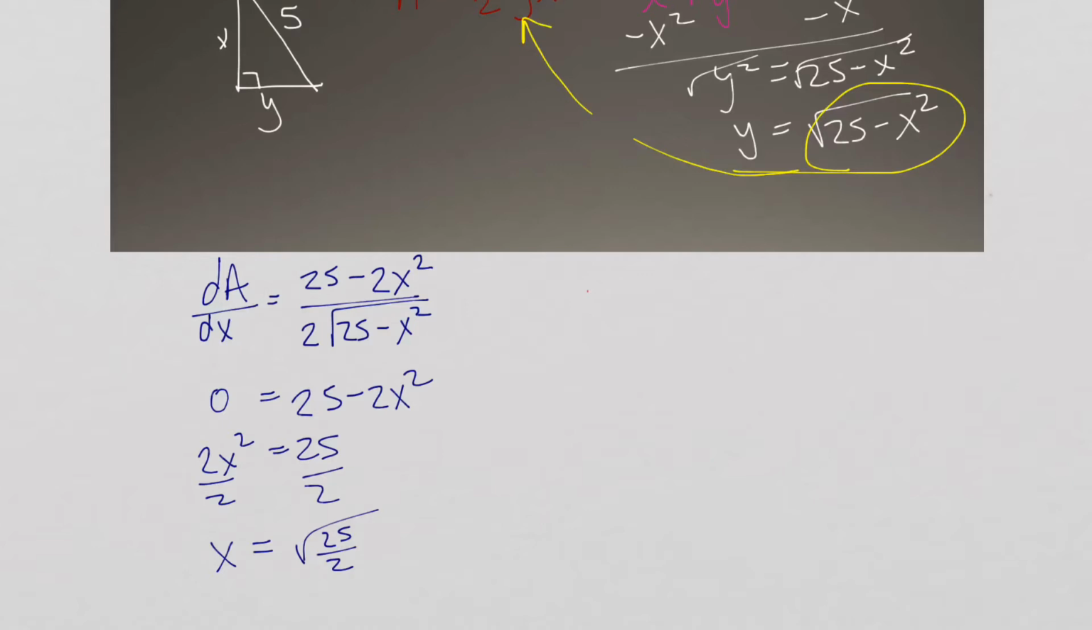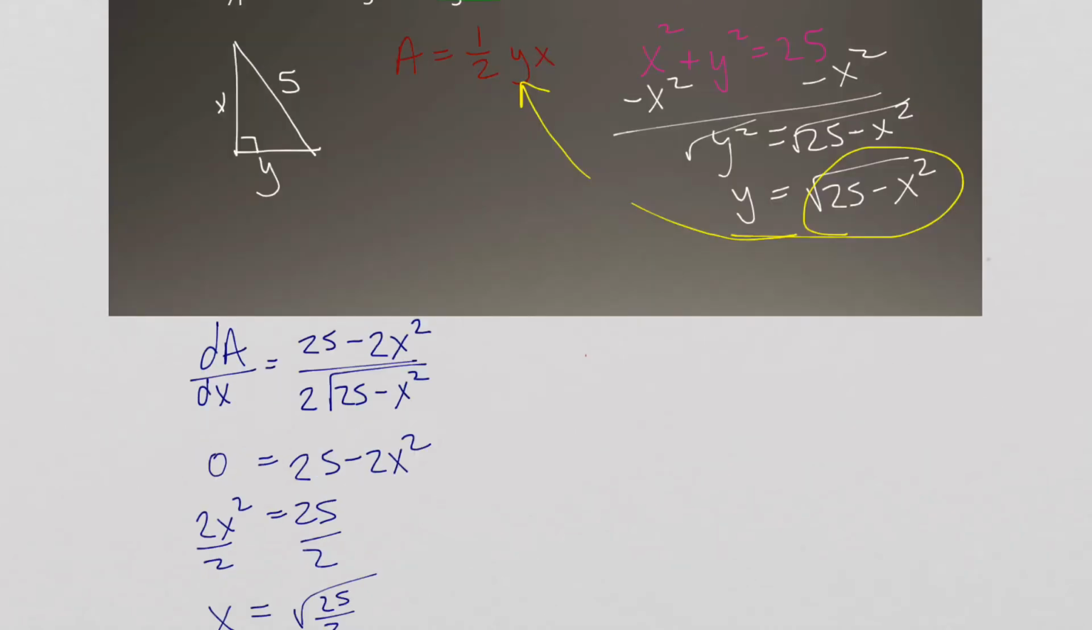Right now, normally when we have a square root, we get a positive and a negative value. Since we are talking about a distance, it must be positive. So x is the square root of 25 over 2. So if x is the square root of 25 over 2, we can now solve for y. We go back to our Pythagorean theorem, and instead of x, we're going to put the square root of 25 over 2, squared, plus y squared equals 25.